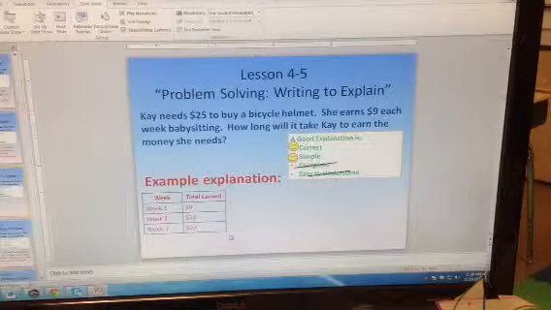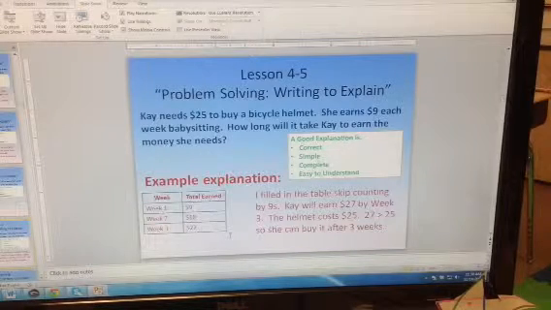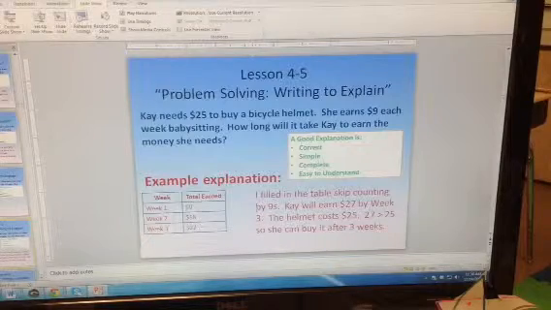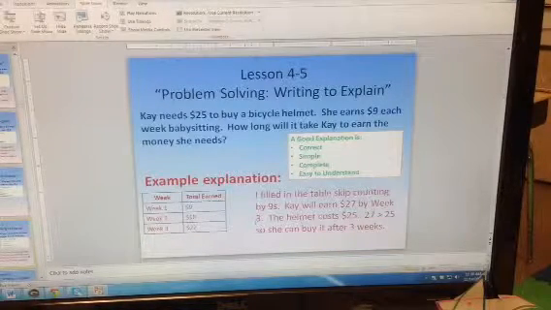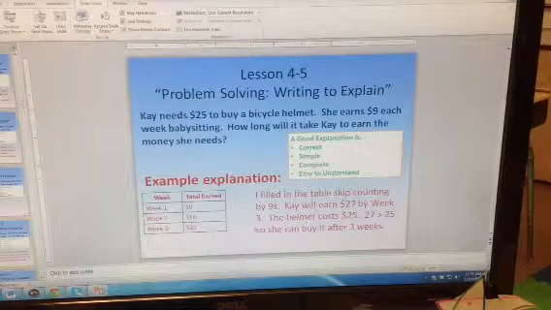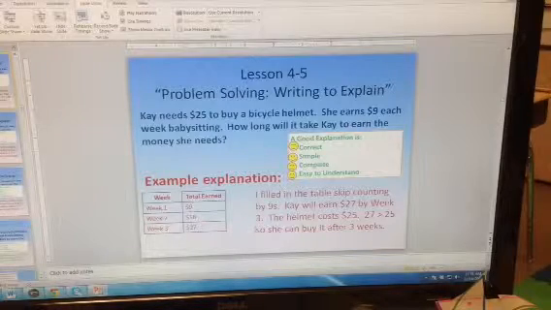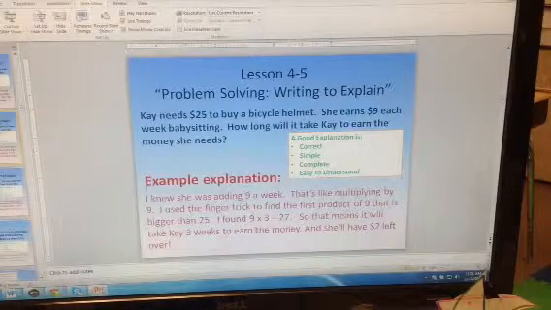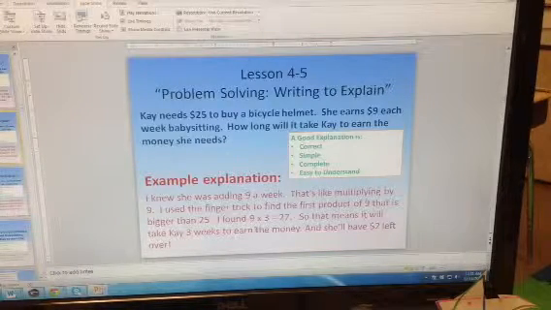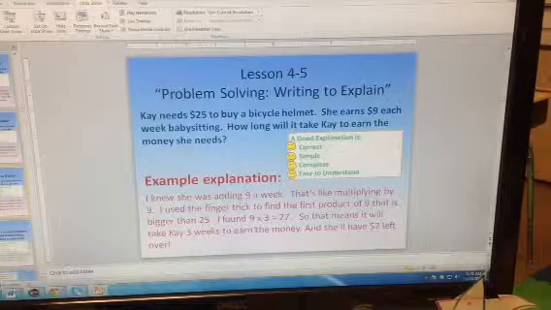Here's another one we thought was correct and simple, putting in a table. This person added a little bit to their table. I filled in the table by skip counting by 9s. Kay will earn $27 by week 3. The helmet costs $25. 27 is greater than 25, so she can buy it after 3 weeks. Correct, simple, complete, and easy to understand. Here's another one. You can read it to yourself. Correct, simple, complete, and easy to understand.